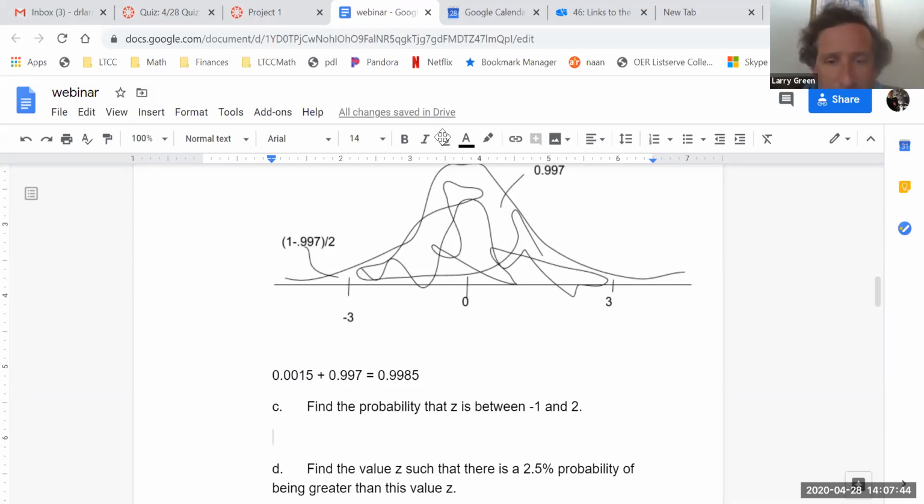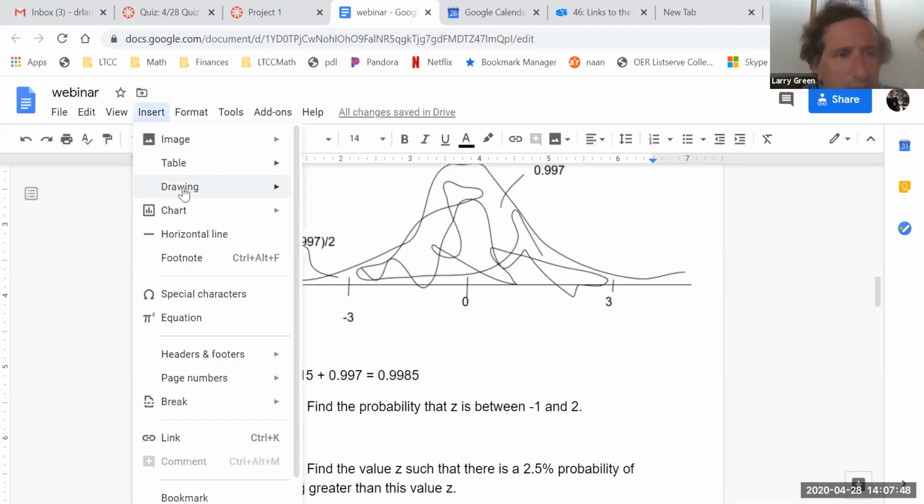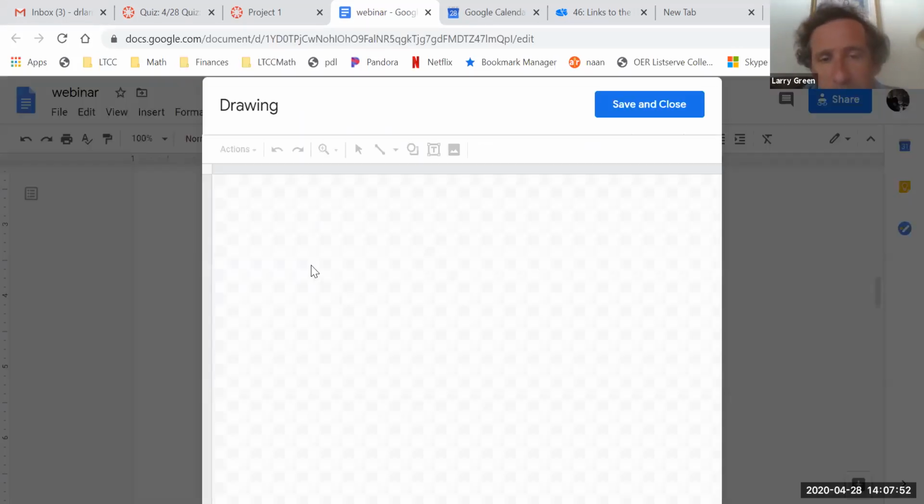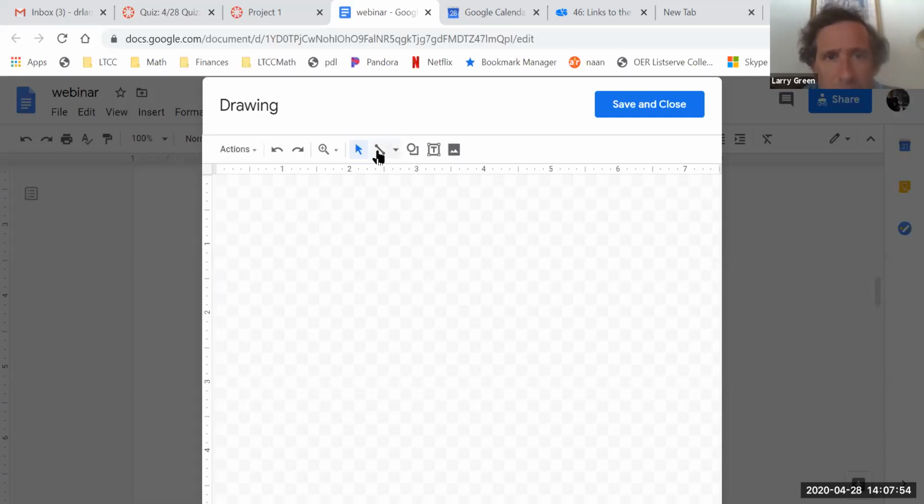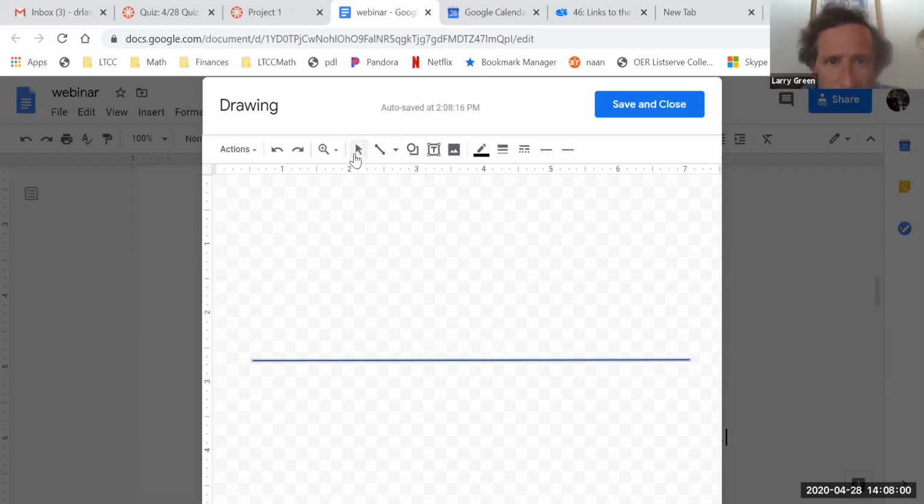Okay, so to find that probability, we draw a picture. Picture is really important. So -1 to 2. Let's draw a line. Got to have an x-axis. Got to have a normal curve.